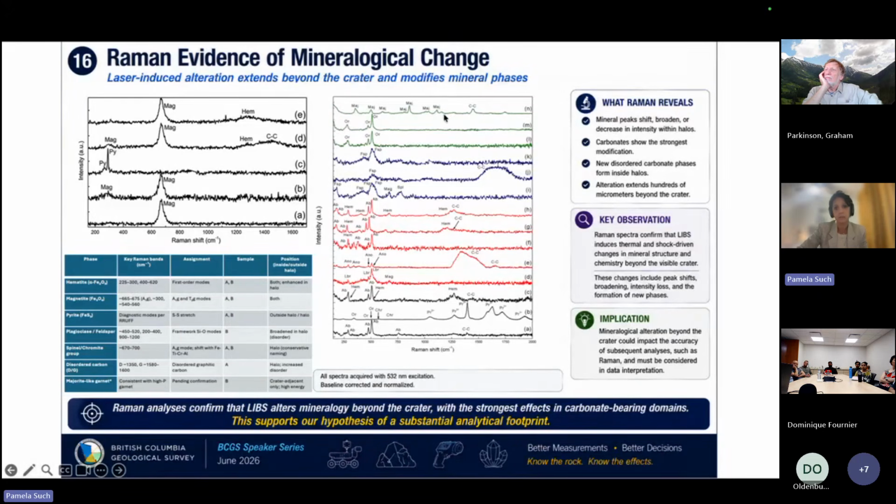Majorite is a mineral, a garnet, that can be generated in nature very deep in the mantle. It was not present in our sample, but we actually created that mineral with LIBS when we recrystallized the mineralogy of the sample, which was very interesting. And we also recrystallized some iron to hematite that was not present in the sample before.